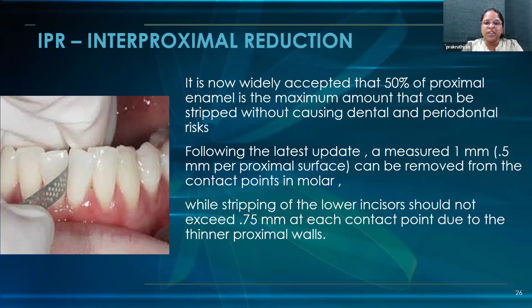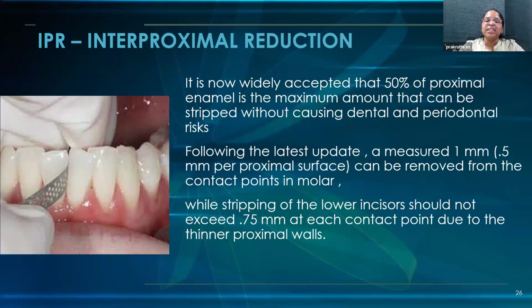What is usually advised is that only 50% of the proximal enamel can be removed. 50% of the proximal enamel. Do not get confused with 50% of crown thickness. It's just the enamel thickness, 50% only. Roughly, what is being told theoretically is 1 mm, that is 0.5 mm per proximal surface, can be removed from the contact points in the molar region.